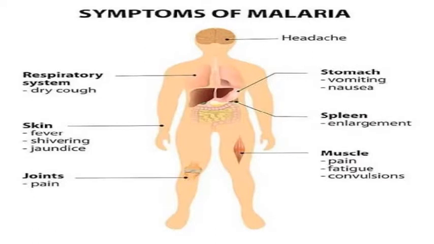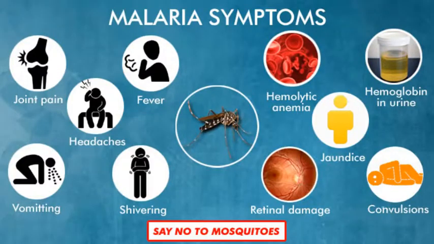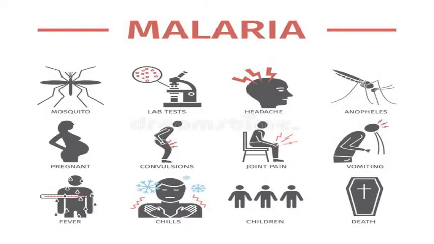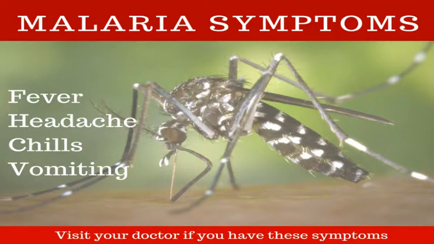The presentation may include headache, fever, shivering, joint pain, vomiting, hemolytic anemia, jaundice, hemoglobin in the urine, retinal damage, and convulsions. The classic symptom of malaria is paroxysm, a cyclical occurrence of sudden coldness followed by shivering and then fever and sweating, occurring every 2 days, tertian fever, in P. vivax and P. ovale infections, and every 3 days, quartan fever, for P. malariae.